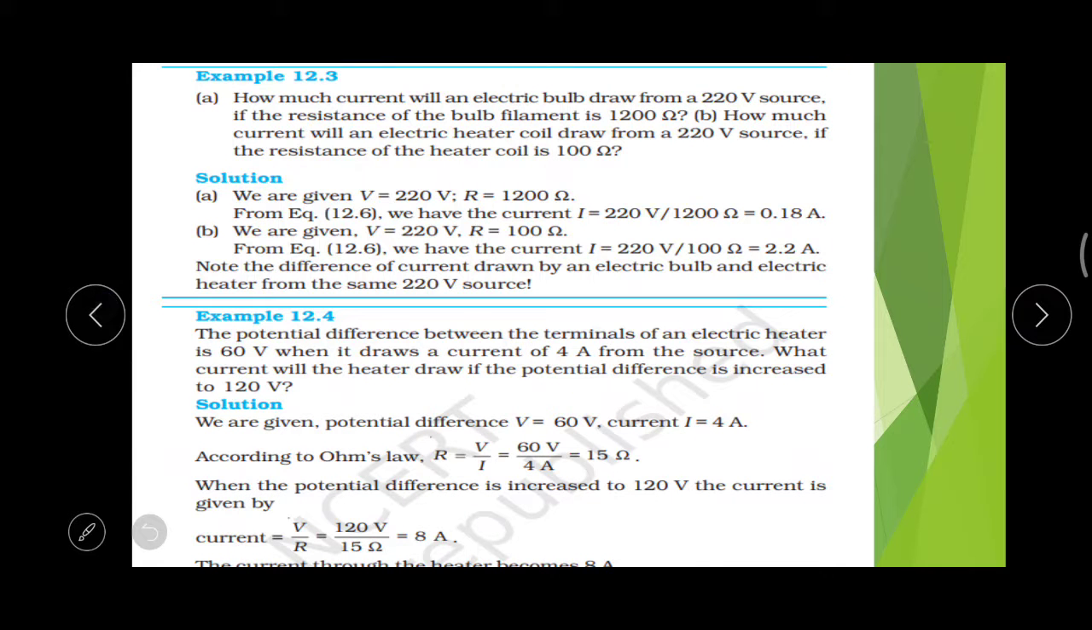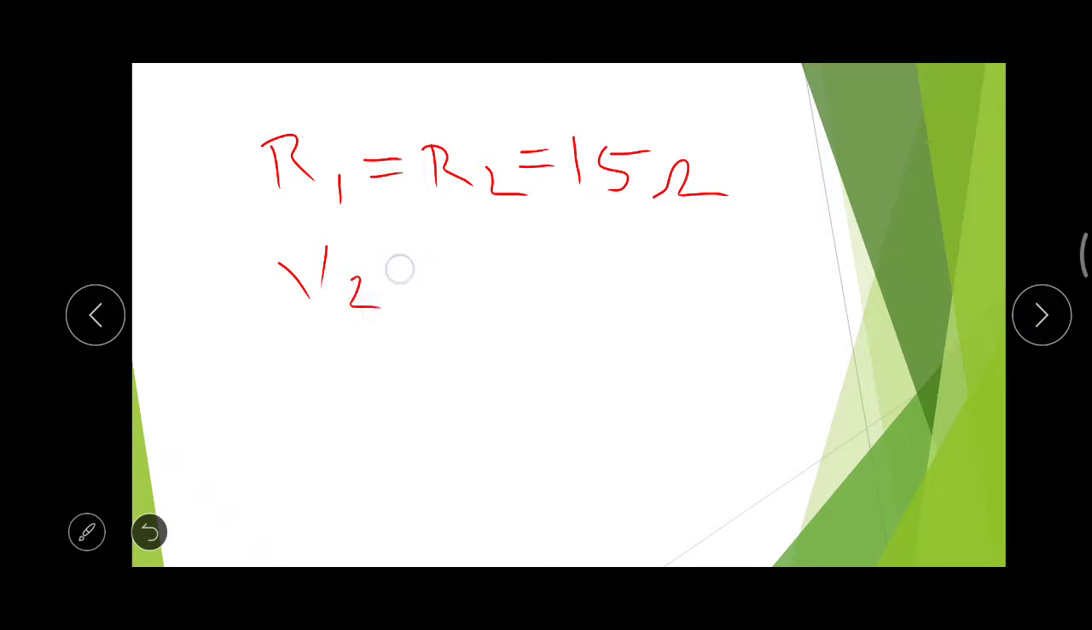So the next case, the V value is increased to 120 volt, where the resistance value will remain unchanged, that is R1 is equal to R2 is equal to 15 ohm, and the V2 value is equal to 120 volt. You have to find out the value of I in this case.